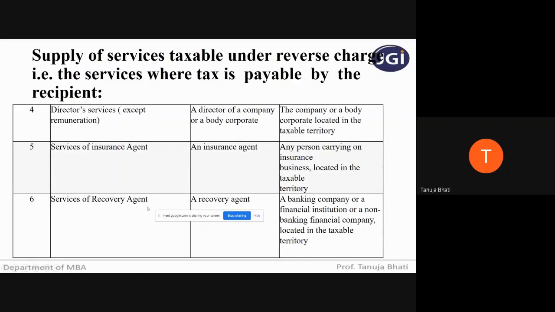Services of a recovery agent. A recovery agent is a person who usually helps the bank to recover the debt amount from its customers. A recovery agent provides its services to a banking company or a financial or non-banking financial company located in taxable territory. So in the case of a recovery agent also, the tax burden lies on the banking company receiving the services of the recovery agent, and not on the recovery agent who is providing the service.